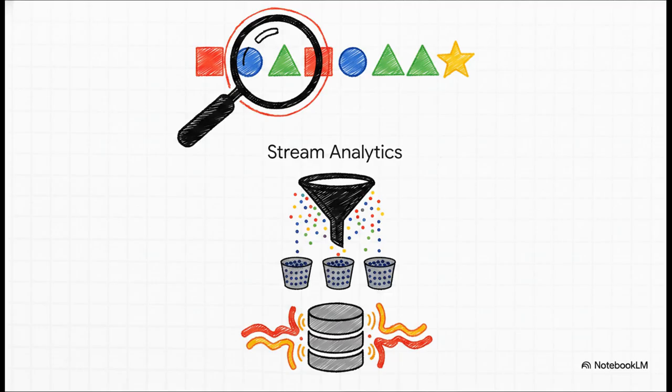Second is stream analytics. This is less about finding specific patterns and more about windowed aggregations, like calculating a live average of website traffic. And third, maintaining materialized views. Using techniques like incremental view maintenance, we can continuously update our database caches and views in real time as the stream flows, completely skipping those heavy traditional batch queries.